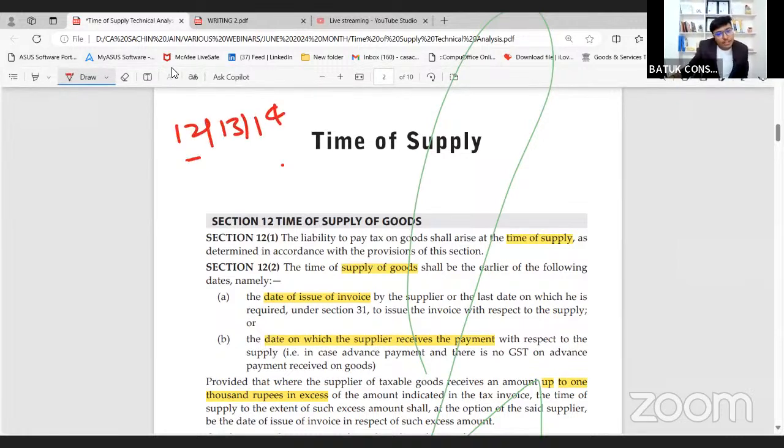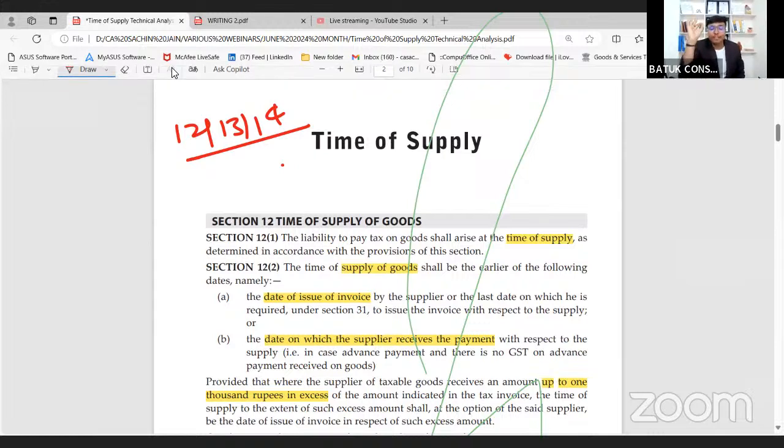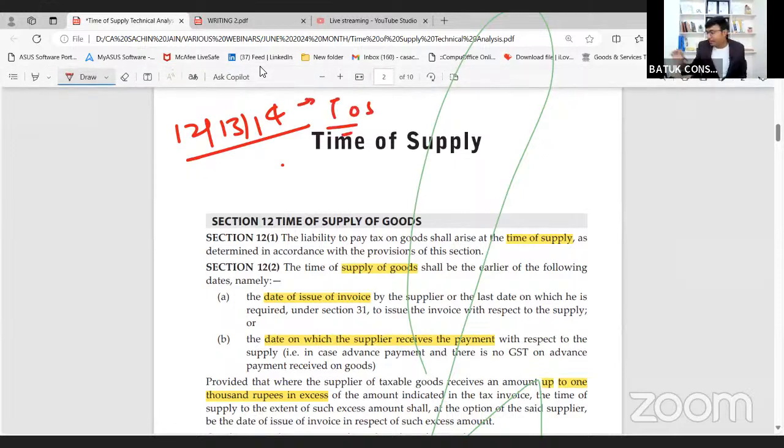Section number 12, section number 13, section number 14 we have related to the time of supply. Okay, TOS, from now on I will call it TOS, that is my time of supply.